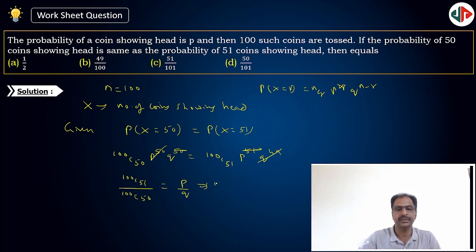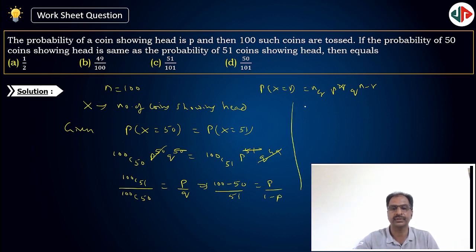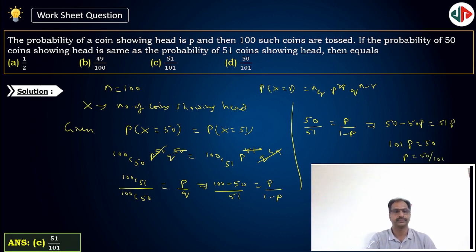What is nCr by nC r minus 1? 100 minus 50 by 50 is equal to P by Q, which is nothing but P by 1 minus P. So simplify this. 50 by 51 is equal to P by 1 minus P. Do cross multiplication. 50 minus 50P is equal to 51P. So 101P is equal to 50. P is equal to 50 by 101. Option D.